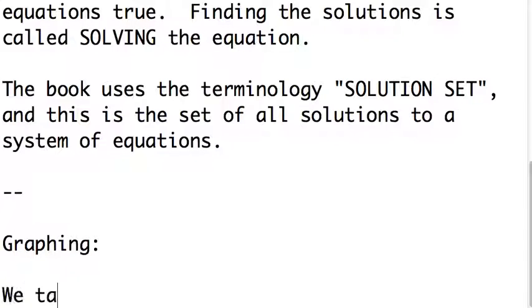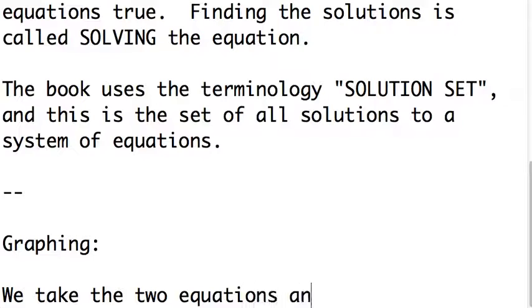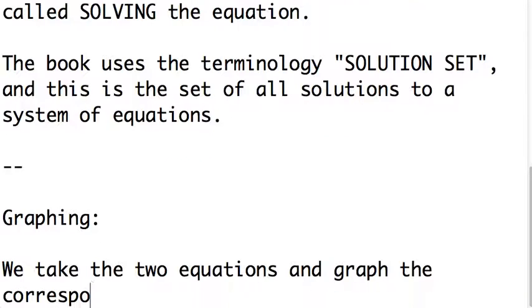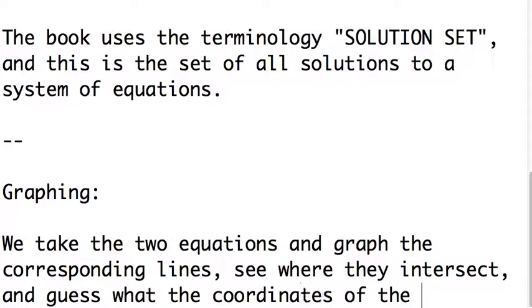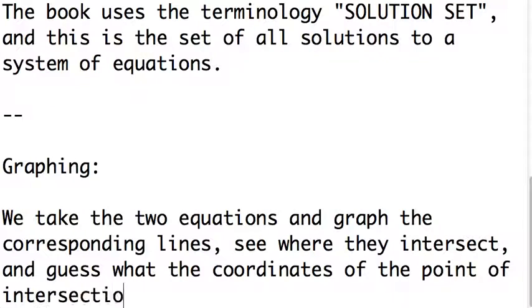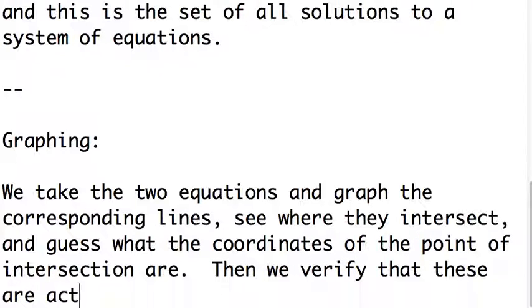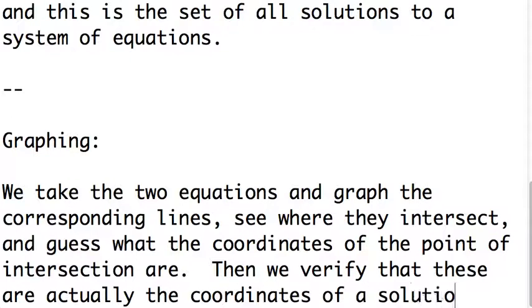What do we do? We take the two equations and graph the corresponding lines, see where they intersect, and guess what the coordinates of the point of intersection are. Then we verify that these are actually the coordinates of a solution. This is kind of an iffy method because it's not really exact. Algebra is better, but at least this gives us some sort of picture.